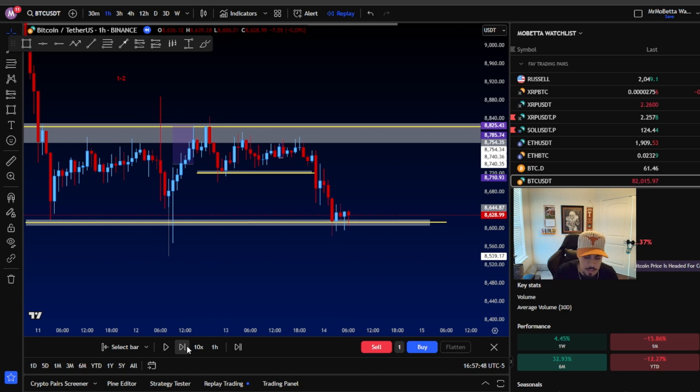Okay. So there's no clear path yet. I still need to see a break and close below 86.15 before I'm willing to go short. Otherwise, if we can break above this 86.55 area, maybe we can move up. We'll see.